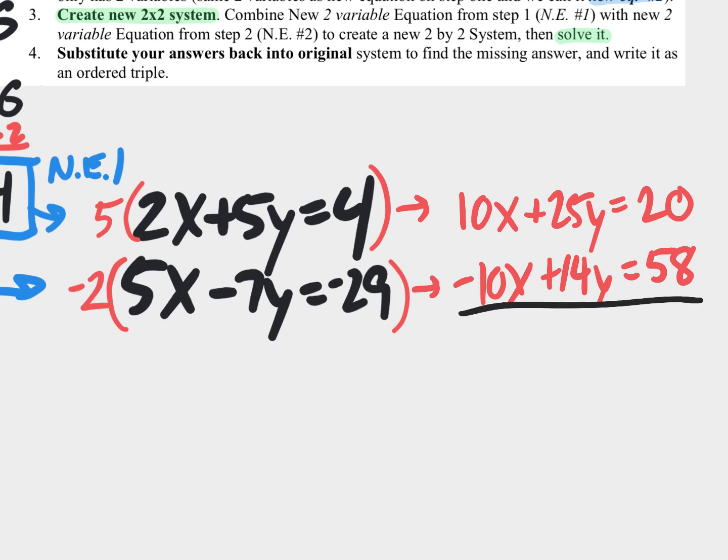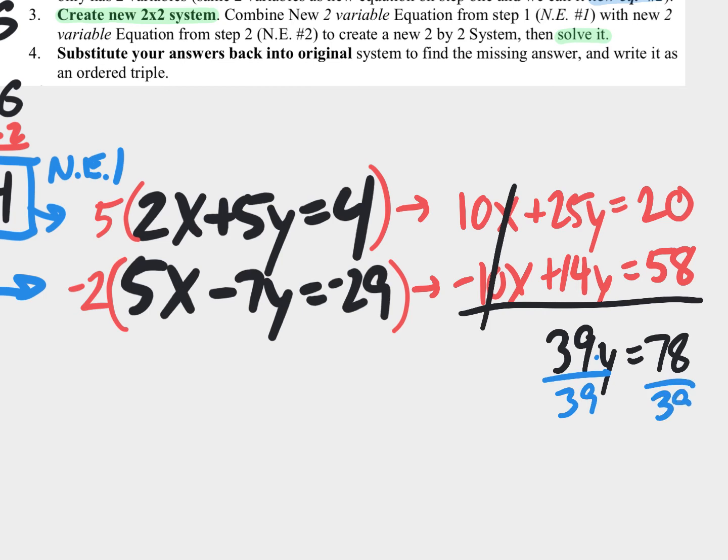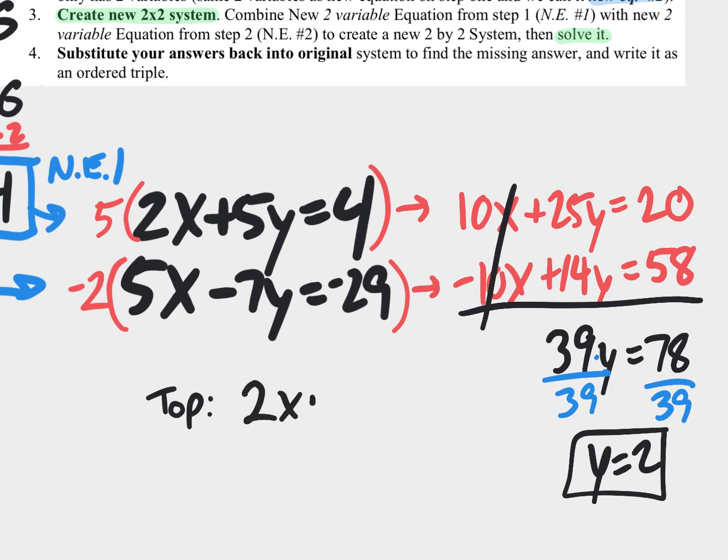Getting a little nervous with these bigger numbers. The x's cancel. We end up with 39y, gosh, that's horrible, equals 78. But luckily, when we divide by 39, what happens? y equals 2. So again, we are solving our 2x2 system. Okay? So we take that y value of 2, plug it back in, either to the top or to the bottom, whichever one you want. I'm going for the top. It reads 2x plus 5y equals 4.